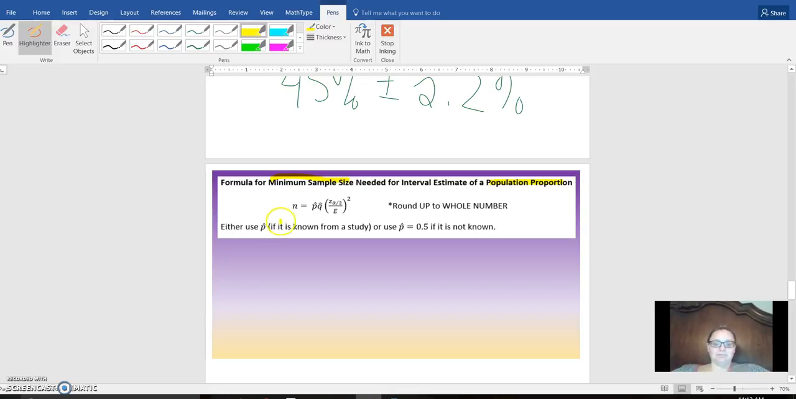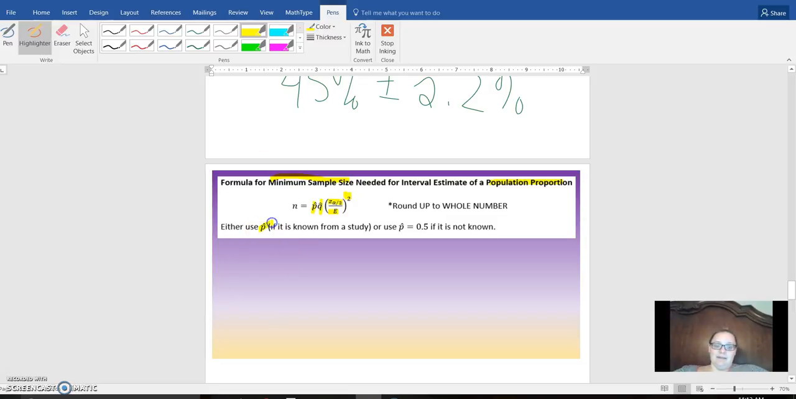So P is... All right, they're going to give us all of this information. They're going to give us P hat. We'll be able to figure out Q hat. They're going to tell us if it's 90%, 95%, 99%, or we can use the numbers that are associated with it. They'll give us the margin of error, and then we square it.